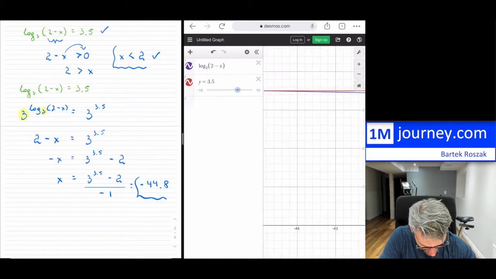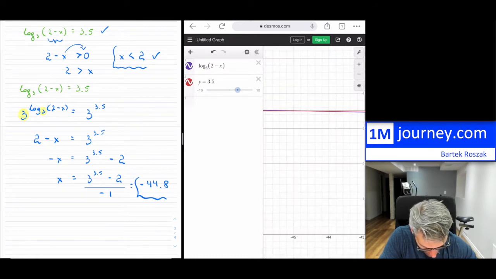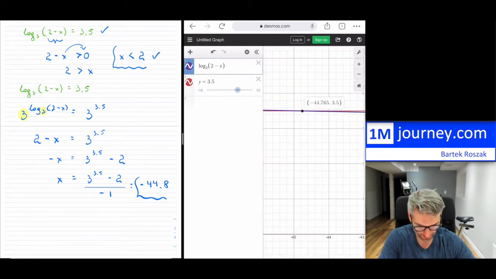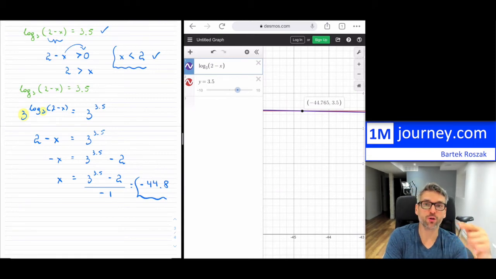Well, it does look like it's meeting somewhere over here. I don't know if it's that. Yeah. Okay, so there we have it. That's the point of intersection between the left-hand side and the right-hand side. So that's the intuition, right? But in order to solve it, now you have all the tools you need.